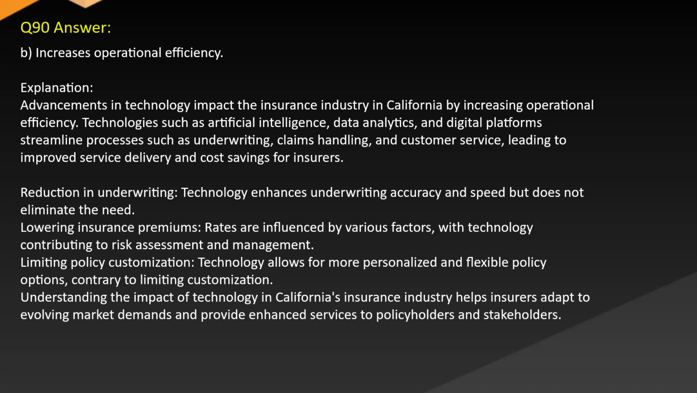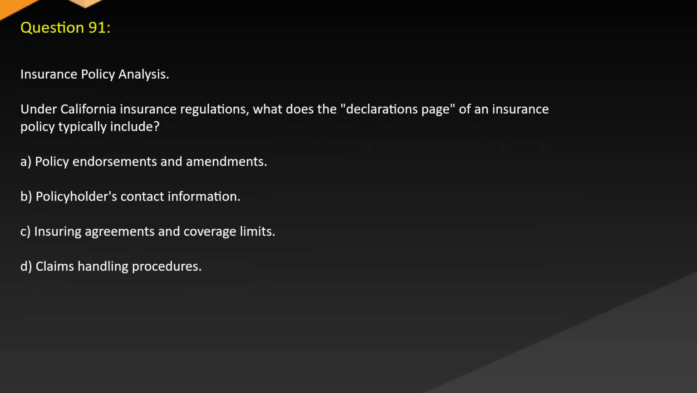Reduction in underwriting: technology enhances underwriting accuracy and speed but does not eliminate the need. Lowering insurance premiums: rates are influenced by various factors, with technology contributing to risk assessment and management. Limiting policy customization: technology allows for more personalized and flexible policy options, contrary to limiting customization. Understanding the impact of technology in California's insurance industry helps insurers adapt to evolving market demands and provide enhanced services to policyholders and stakeholders.